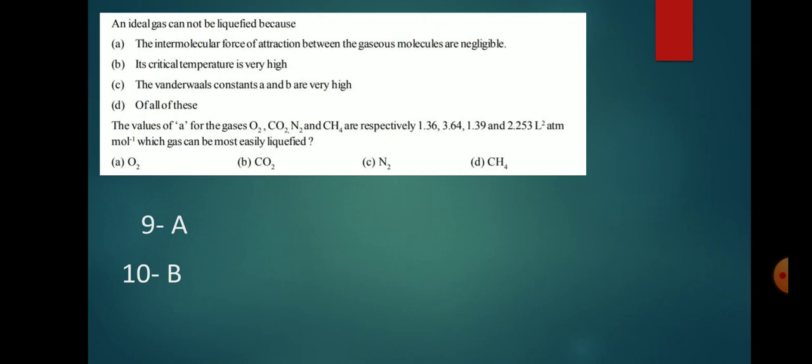The values of a for the gases O2, CO2, N2, CH4 are respectively 1.36, 3.64, 1.39 and 2.253 liter square atmosphere per mole. Which gas can be most easily liquefied? Option A, O2, option B, CO2, option C, N2, option D, CH4. And the answer is option B, CO2. As the value of a increases, the more easily the gas is liquefied.